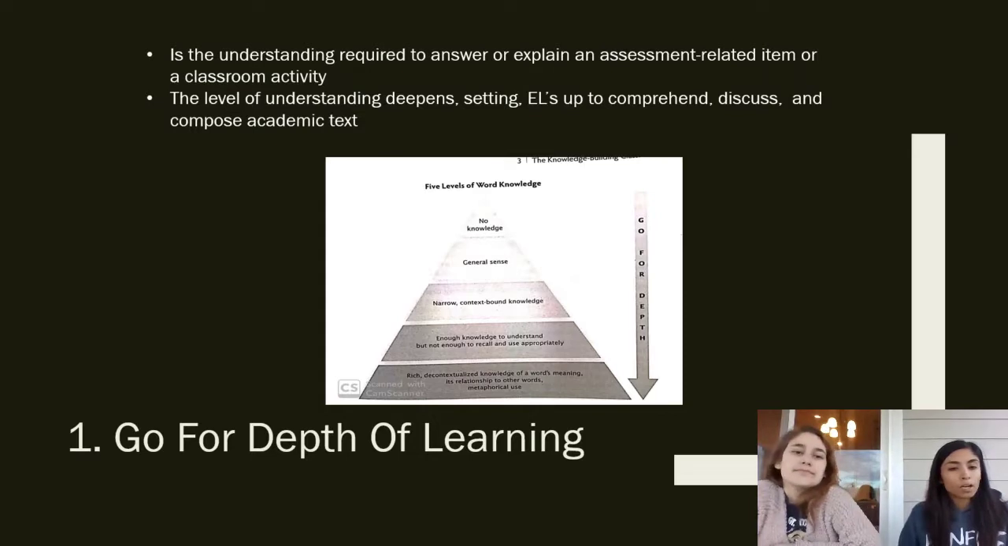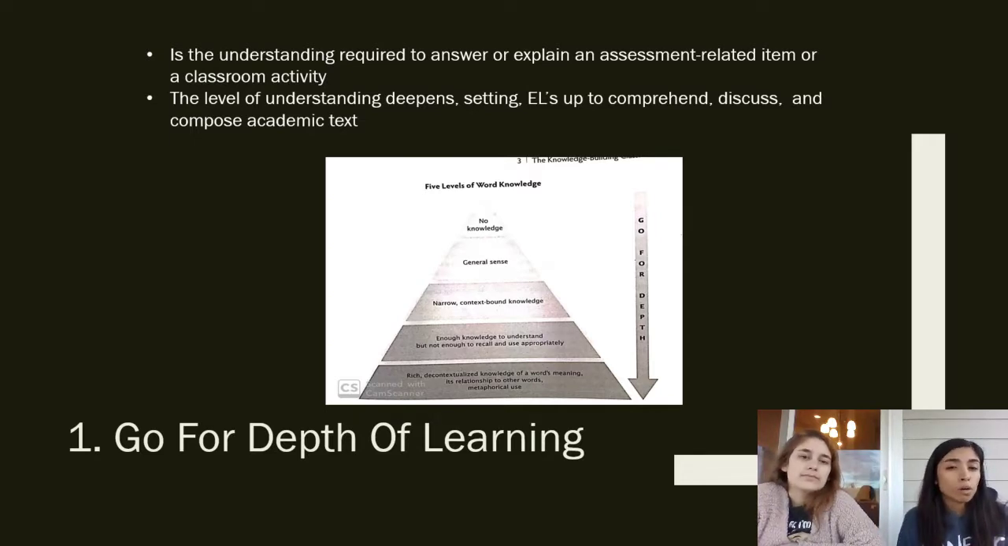The first principle, go for depth of learning, is the understanding required to answer or explain an assessment-related item or a classroom activity. As the level of understanding deepens, it sets ELs up to comprehend, discuss, and compose academic language.